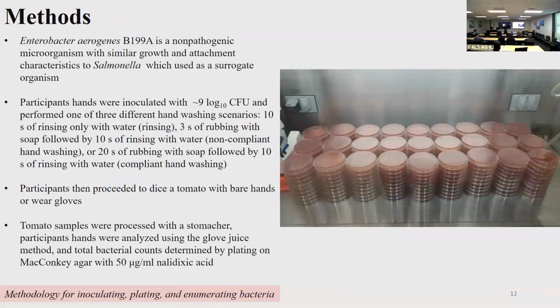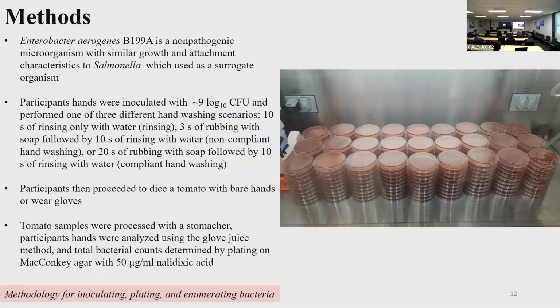Now, in order to do that, we were using an organism called Enterobacter aerogenes from Rutgers. What's interesting about it is that it turns out that it has the same attachment characteristics as Salmonella. As a surrogate, it means that we get to inoculate the hands of undergraduates when we do our experiment, and we don't really have to worry about them getting sick, but we can still study what the system is doing.